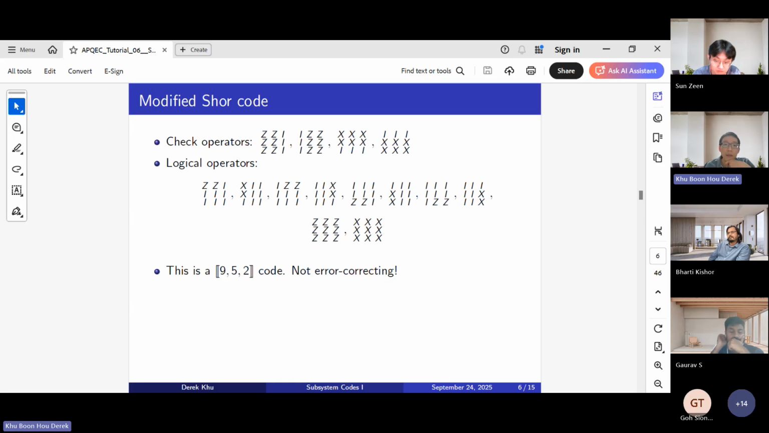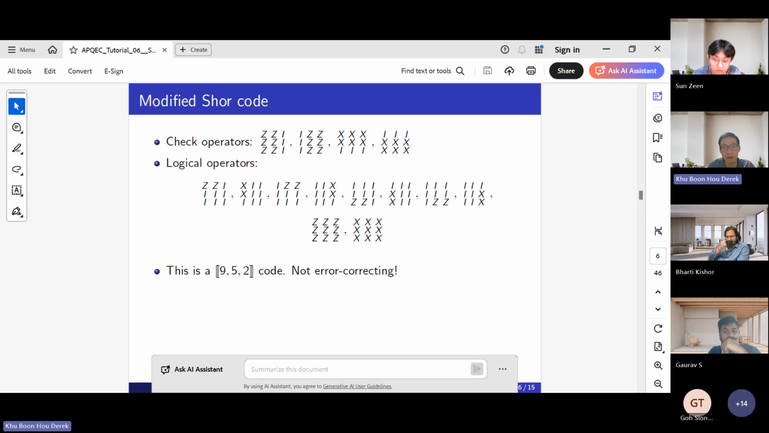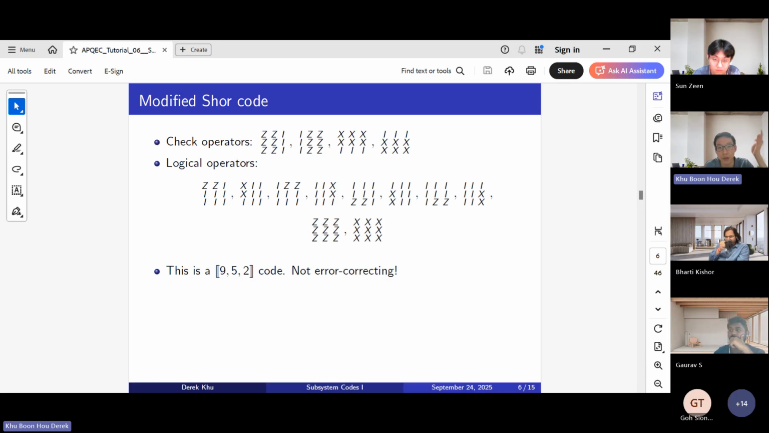So the distance of this code is 2, which means it's not error correcting, because in order to be an error correcting code, the distance has to be at least 3, right? Because the number of errors it could correct is the floor of (d minus 1) divided by 2, where d is the distance. But it is an error detecting code, as a remark.